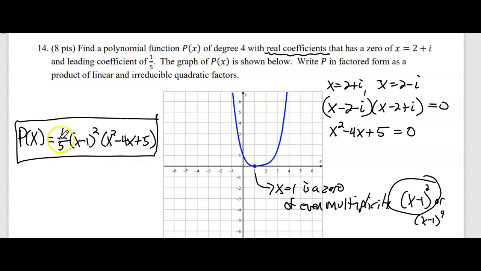The reason why the leading coefficient has to be 1/5 is if we were to plug in 0, I would get 1 times 5. I would get 5 divided by 1/5, which is 1. I get the y-intercept of 1. So matching this graph, I could have also found the 1/5, knowing the y-intercept is going to be 1. But that's why it has to be specific 1/5 to match up the y-intercept.